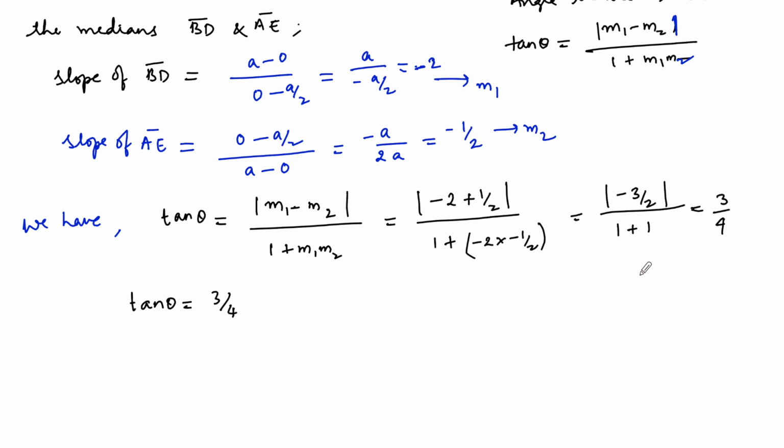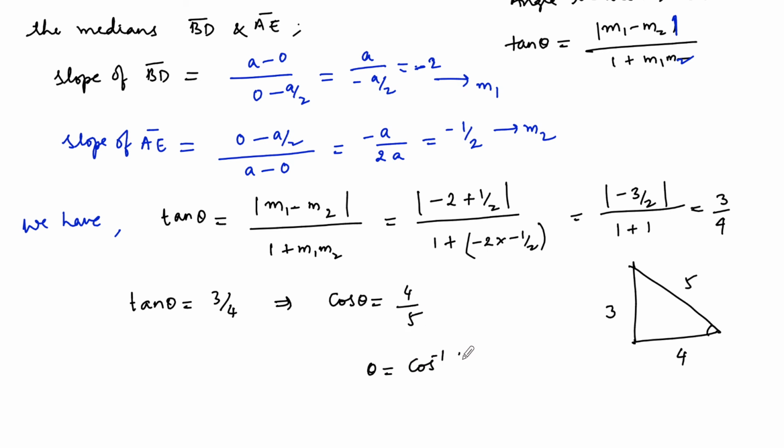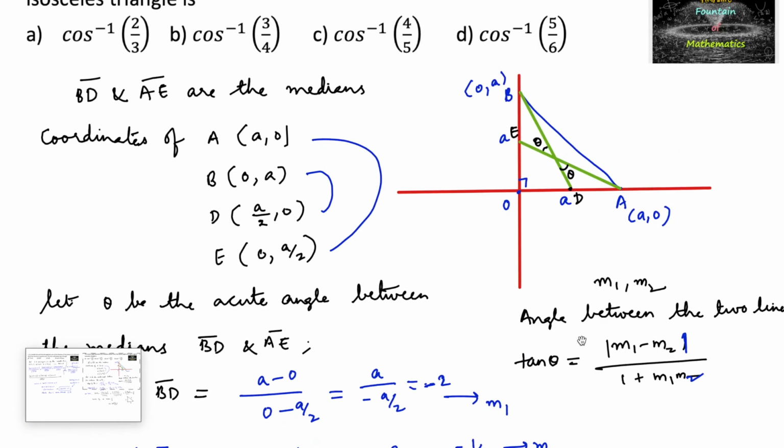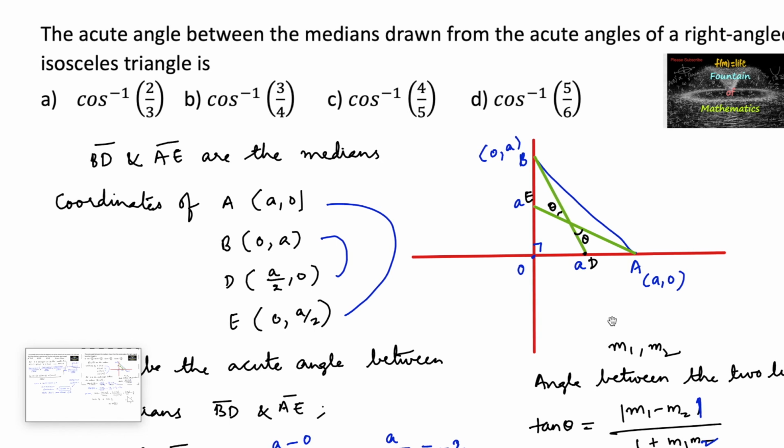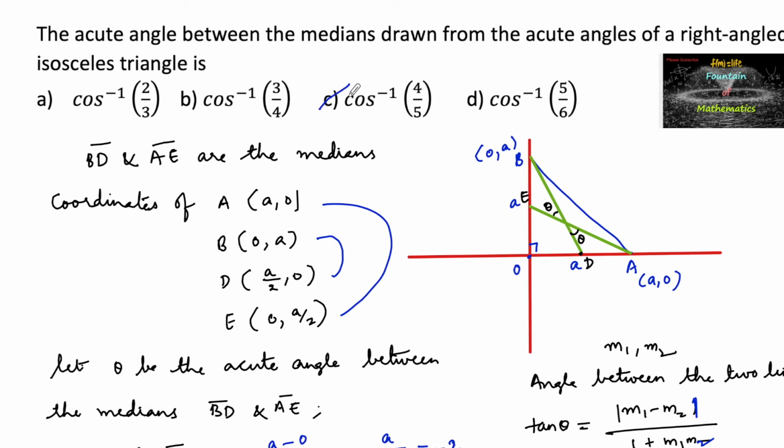So let's take a right-angled triangle. The ratio of tan is opposite by adjacent. So say this is 3 and here adjacent is 4. Then we have the hypotenuse as 5 units. So cos theta can be taken as adjacent by hypotenuse. So cos theta is equal to 4 upon 5, or theta we can write as cos inverse of 4 by 5. So we can go with the option cos inverse of 4 by 5, that is option C. Option C is the answer.